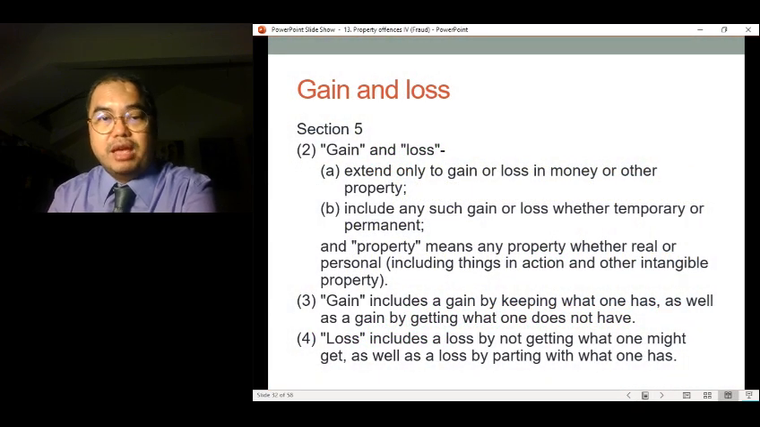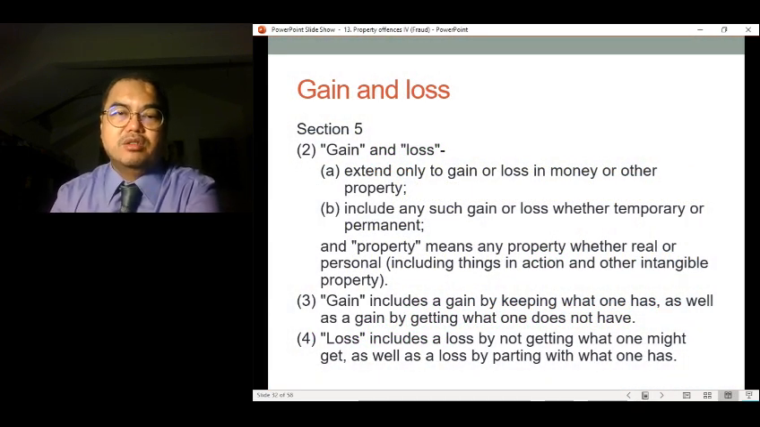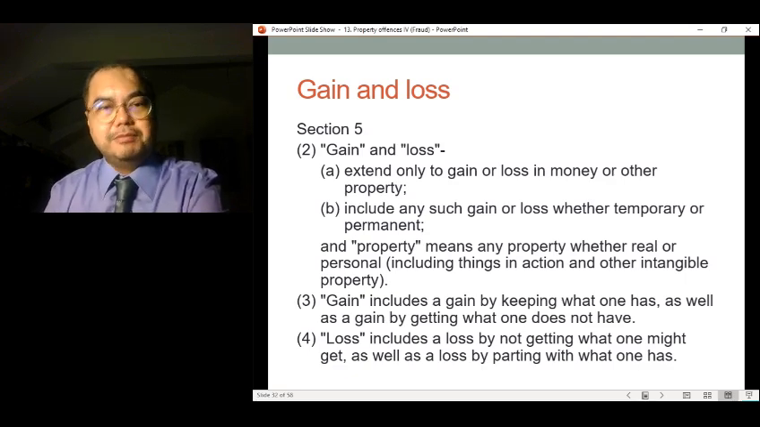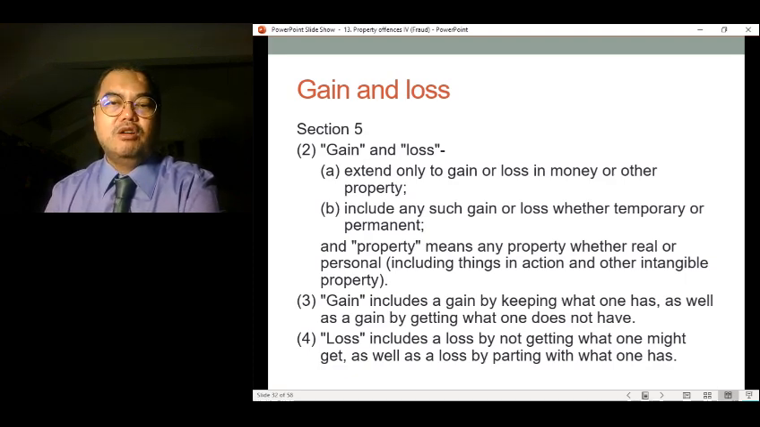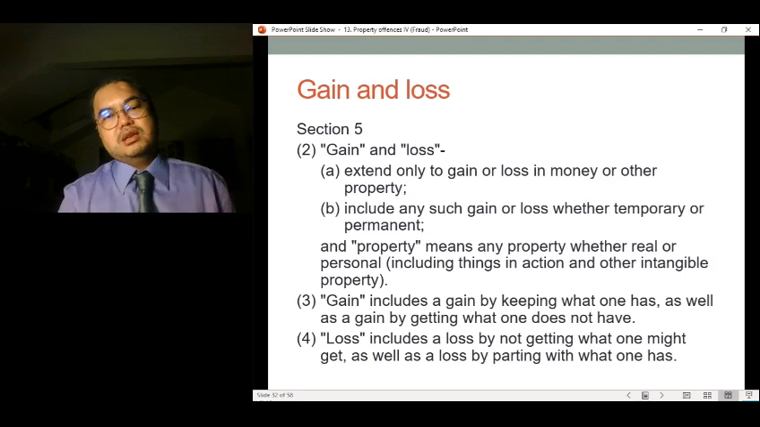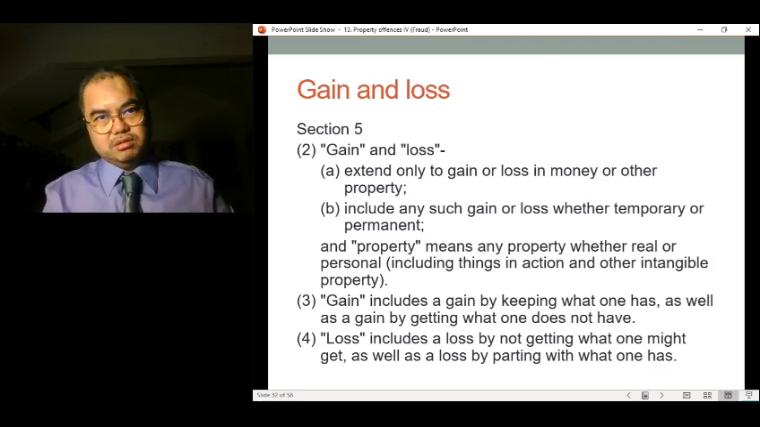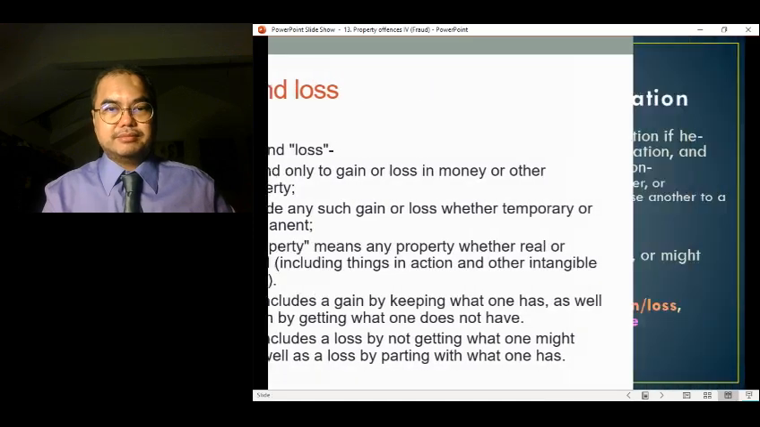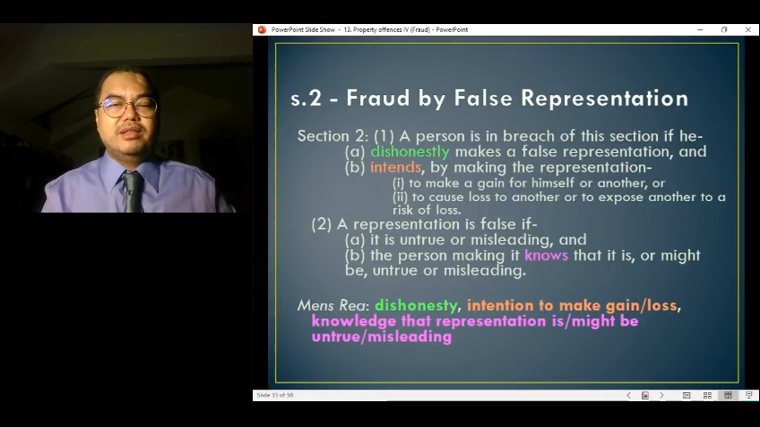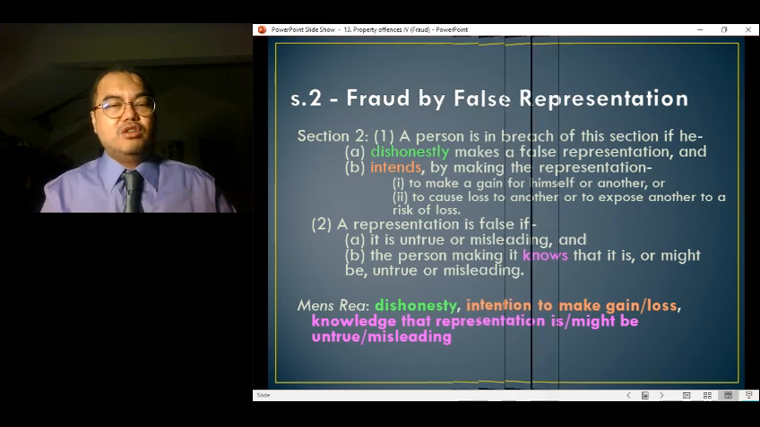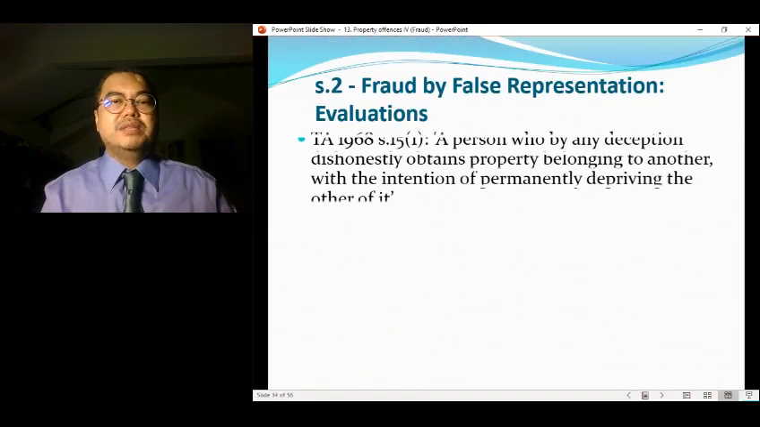Secondly, the intention to make a gain or loss. Section 5 of the Fraud Act defines what is gain and loss, and it talks about only gain or loss in money or other property. So we're not talking about gain or loss in reputation or things like that. It must be money or property, and it also includes temporary loss. It doesn't have to be a permanent loss. And finally, knowledge that the representation is untrue or misleading, or might be untrue or misleading.